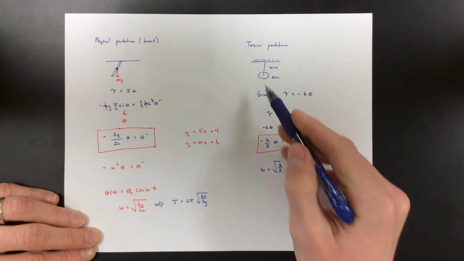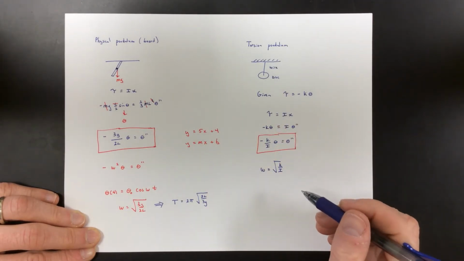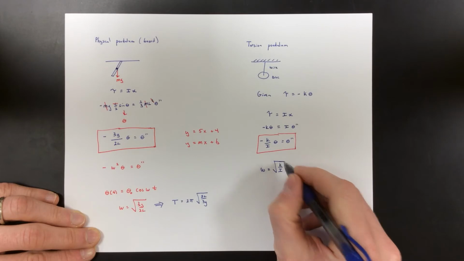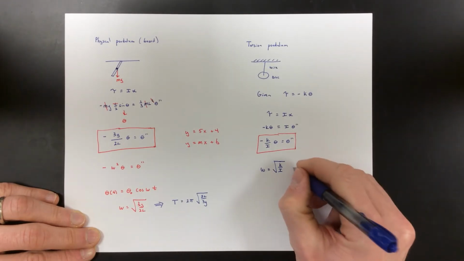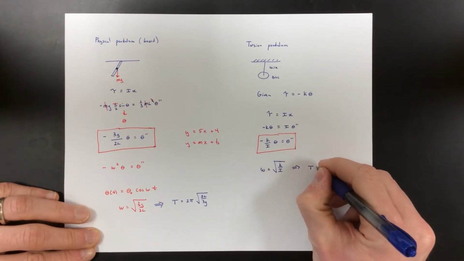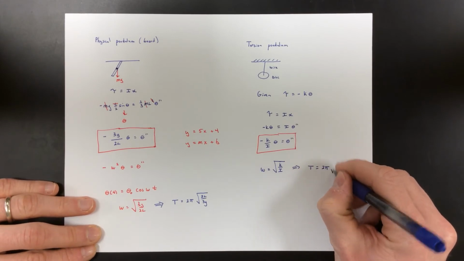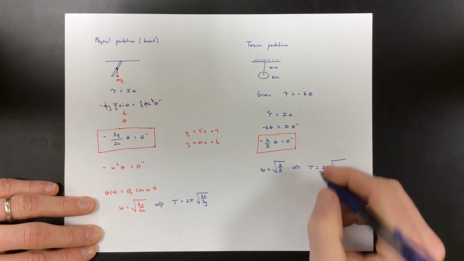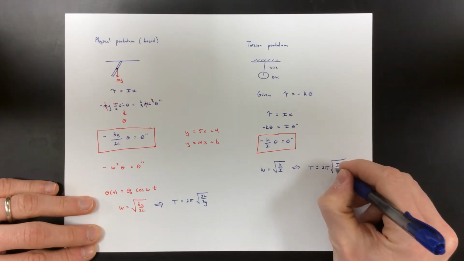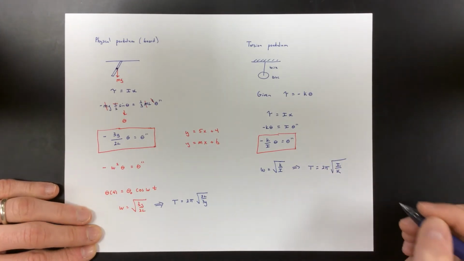And maybe you know the I. Maybe it's a disk and it's 1/2 mr squared. But even if you don't know the I, you can just write it like this. And then we know the period for this motion is going to be 2 pi times the square root of I over k. And that's our torsion pendulum.